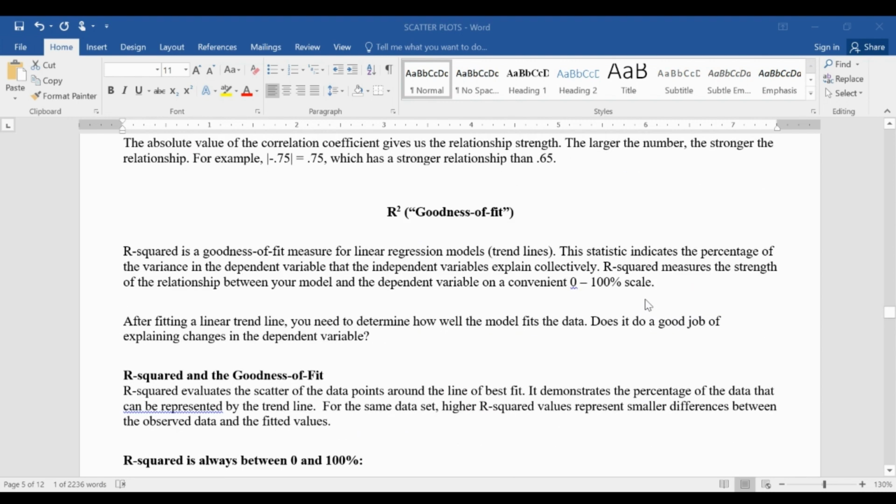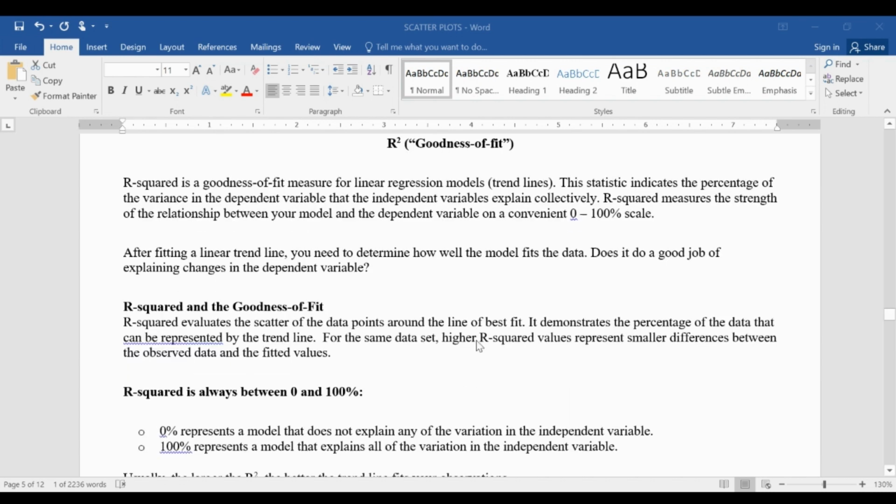Okay, now what we're going to get to, and this is what we're going to use all year whenever we make a graph on Google Sheets, is something called R squared, which is called goodness of fit. It's basically how well the best fit line describes the data. Here's the best way to describe it: it demonstrates the percentage of the data that's represented by the trend line. Okay, and we're going to look at some values and we'll see what that means.